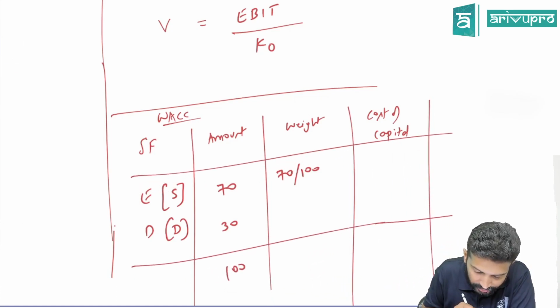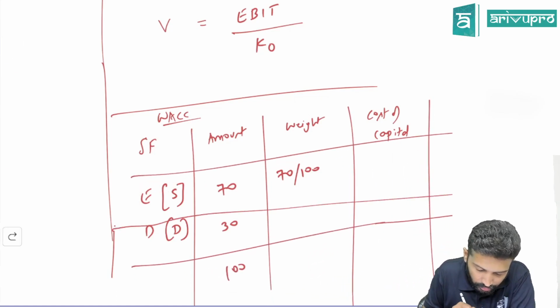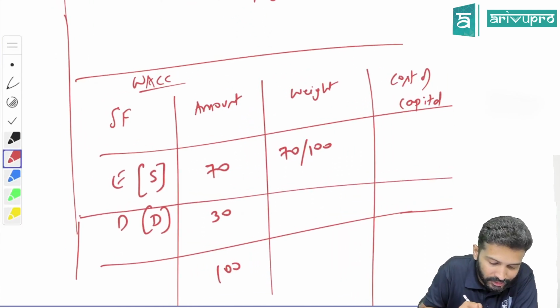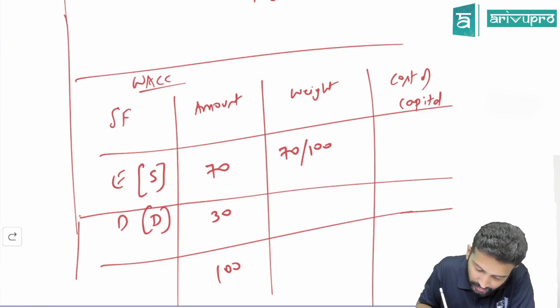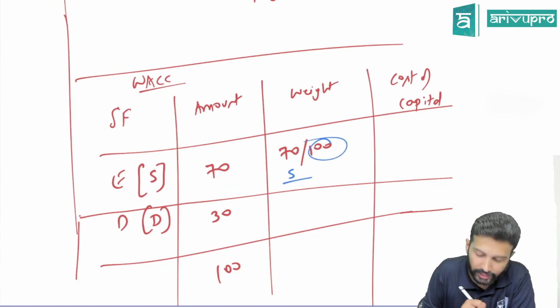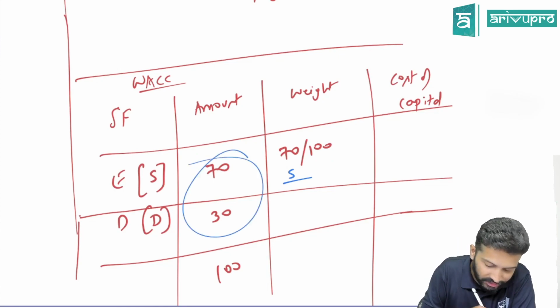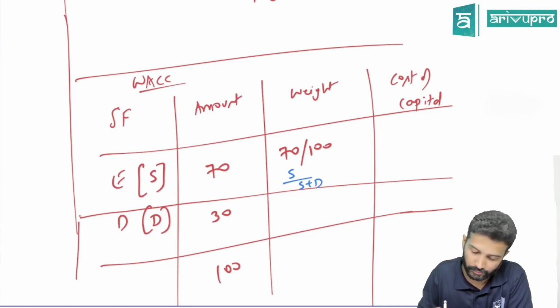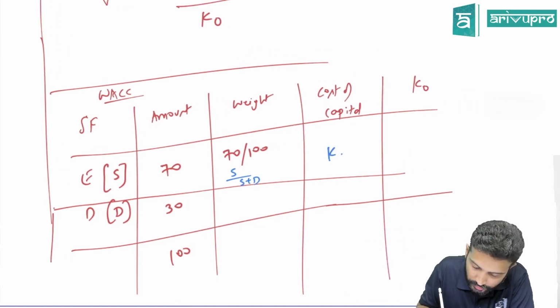Can you express this for me in alphabets? The 70 by 100, can you express for me in alphabets? What is the 70, sir? It is equity. Equity is nothing but we're calling it as S. How did you get 100? By adding S and D. So the denominator is nothing but your S plus D. Yes, this is your cost. Here you'll write cost of equity now.